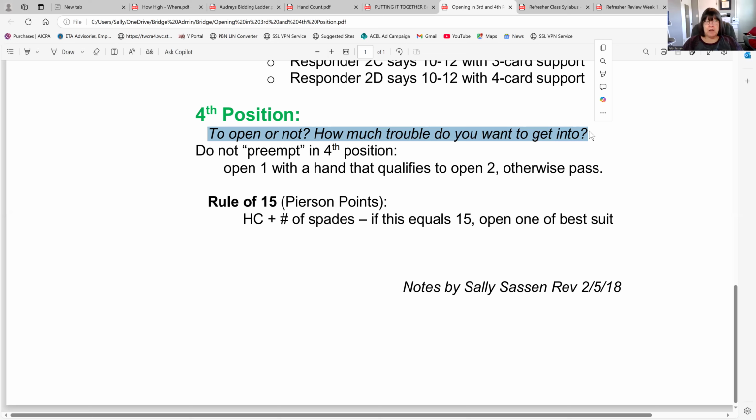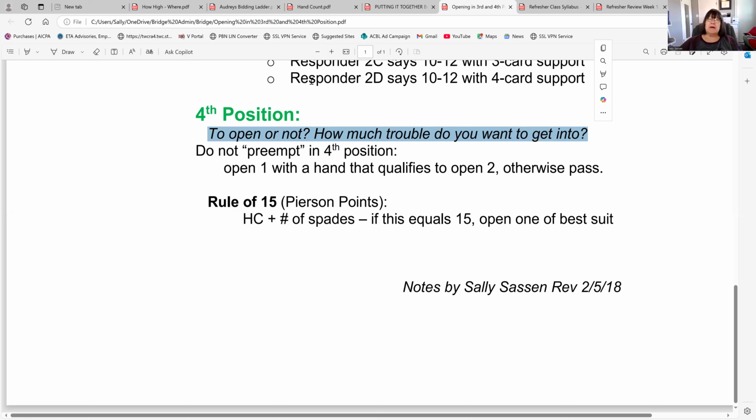Do we want to open or not? Now, if it's gone pass, pass, pass, and you have a regular opening hand, open, then there's no decision to make. But if you're on the borderline and you're not too sure what to do, that's when you have to think about this.